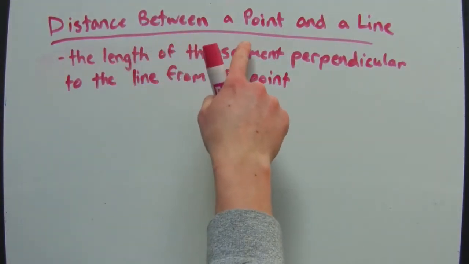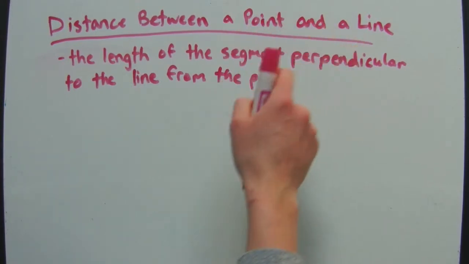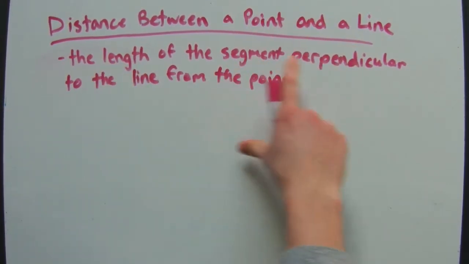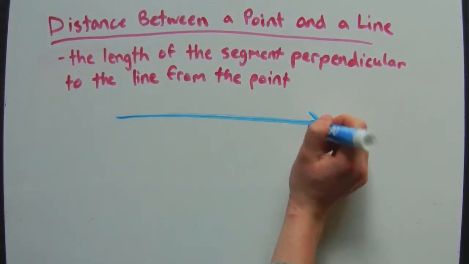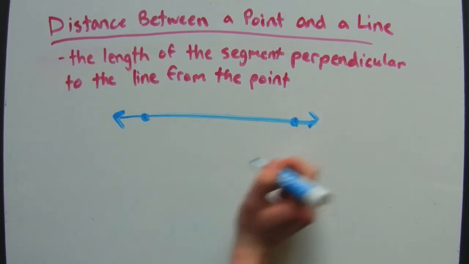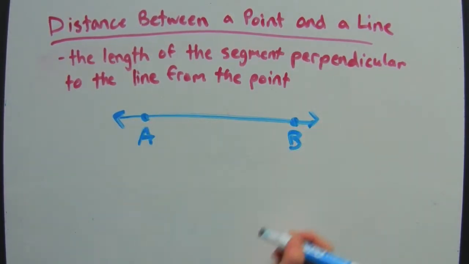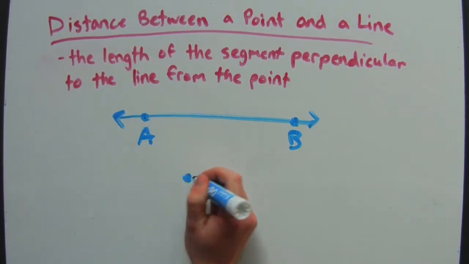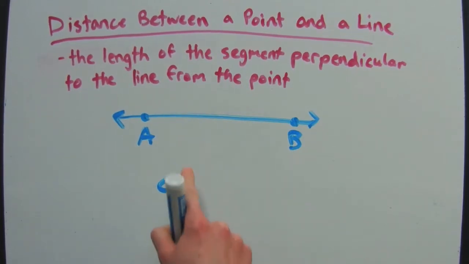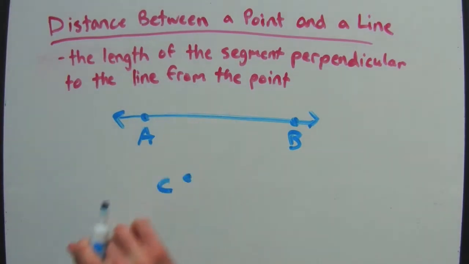So the distance between a point and a line, where the point does not fall on the line, is the length of the segment perpendicular to the line from the point. And being perpendicular is the key here to finding the distance between the point and the line. If I give you some line, let's go ahead and call this line AB, and I put a point C somewhere that's not on this line, right here.